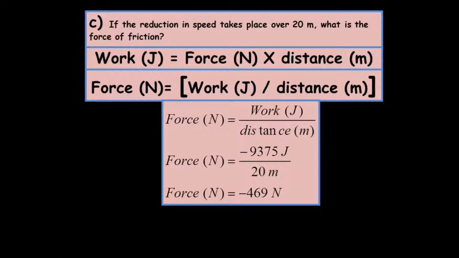Well, work equals force times distance. Therefore, dividing through, force equals work divided by distance. The work is going to be the same value as the kinetic energy, which is negative 9,375 divided by 20. That's going to leave for the force negative 469 newtons.